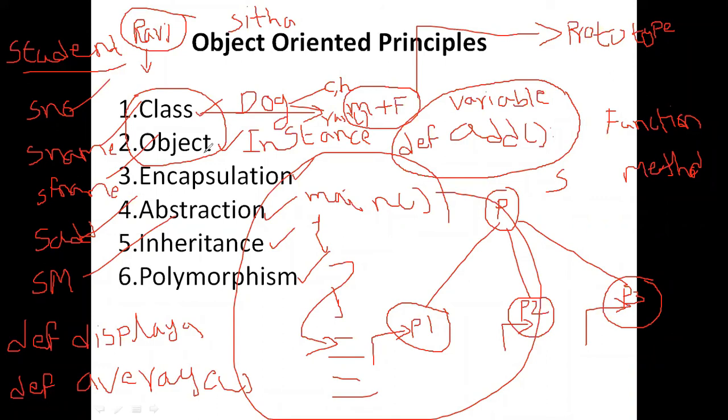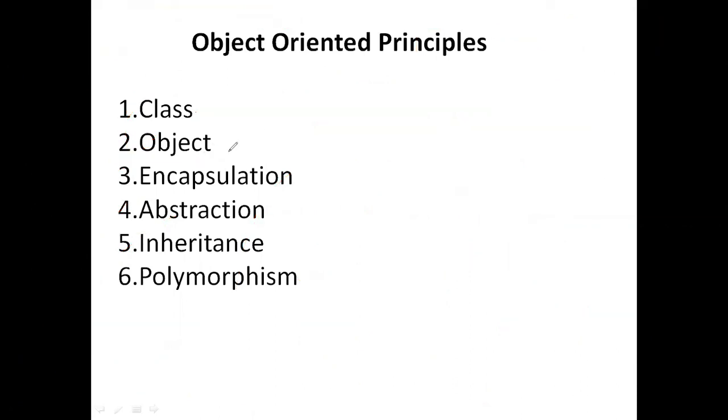That means class does not exist. So class is an imaginary part of the program. Okay, so this is about class and object. Now encapsulation. So what is encapsulation?